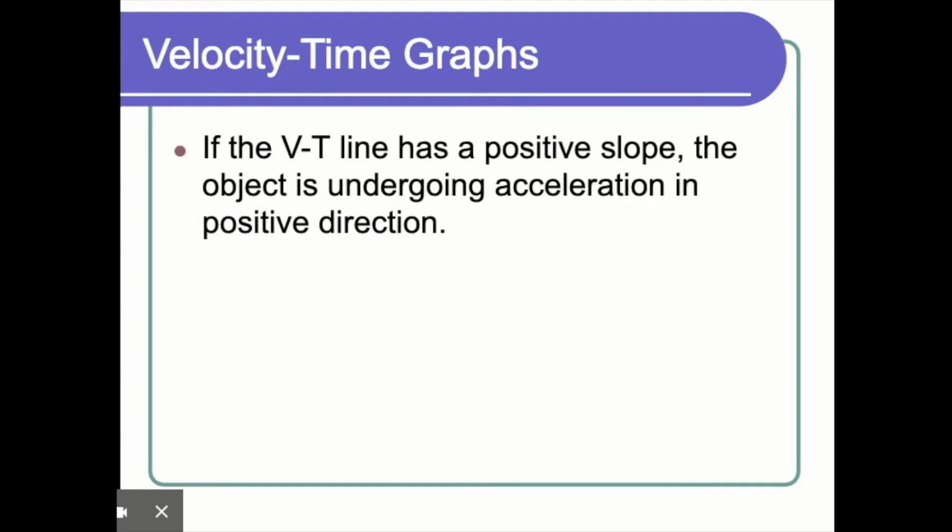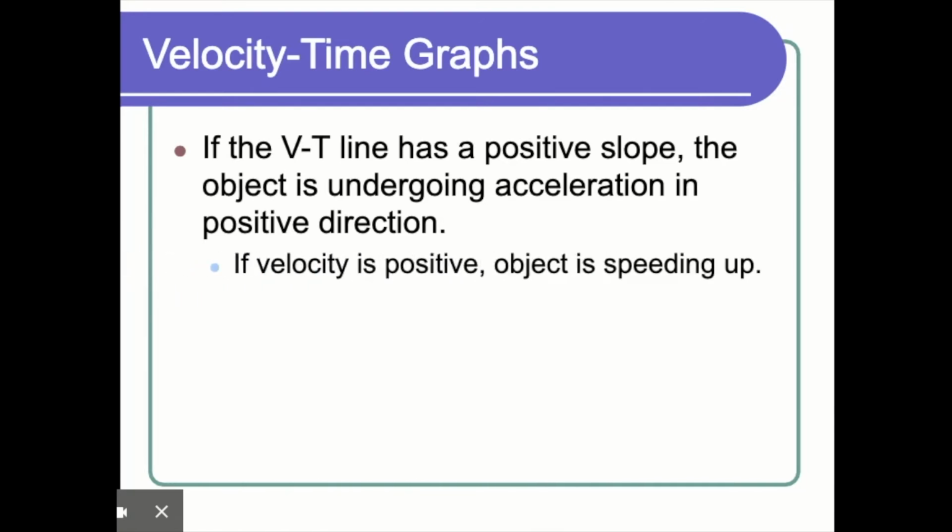All right, our next one says if the velocity time line has a positive slope, the object is undergoing acceleration in the positive direction. So in this case, we're going to look at two examples. The first one meaning if our velocity is positive as well. If our velocity is positive and the slope is positive, our object is speeding up.